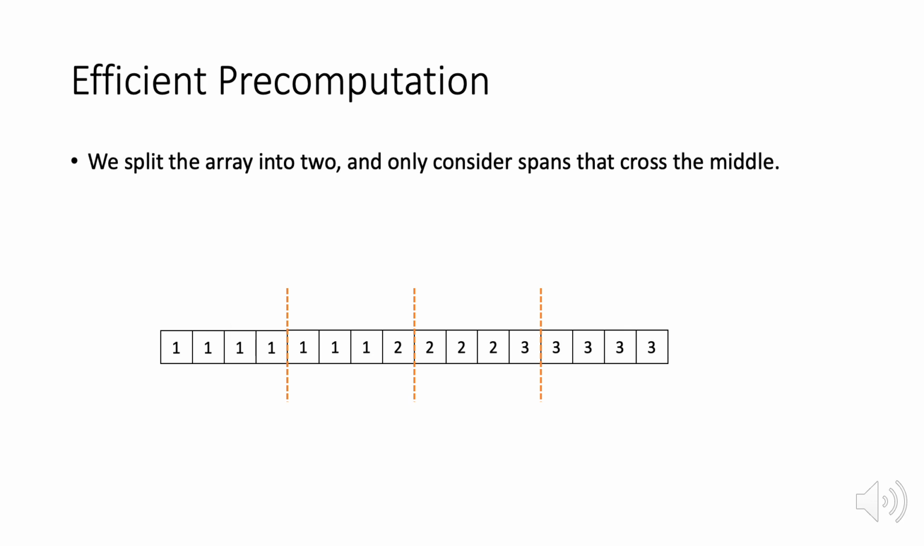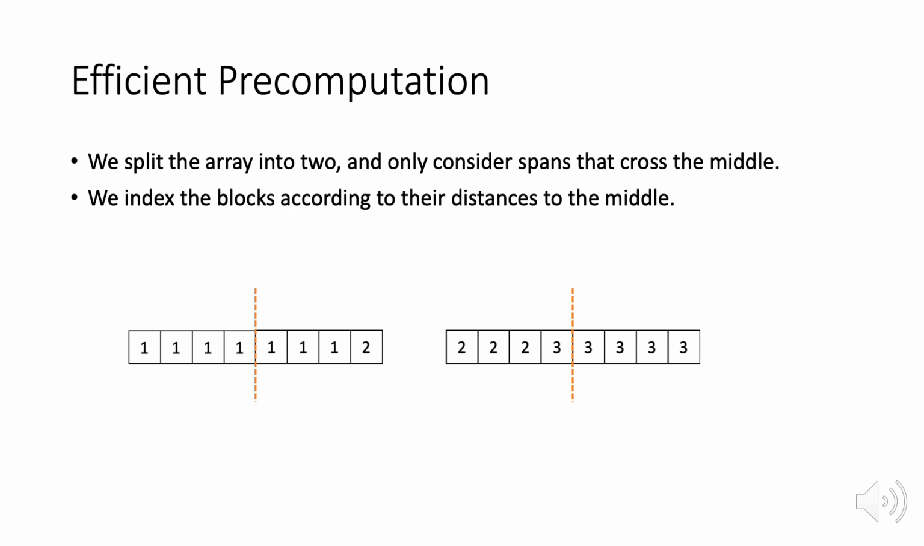In order to beat the n^1.5 benchmark, we need to perform an efficient precomputation using fast matrix multiplication. For simplicity, we split the array into 2 halves and only consider spans that cross the middle. For spans that lie solely in the left half or the right half, we can handle them recursively. We index the blocks according to their distances to the middle, and the indices for the left half and the right half are separate.